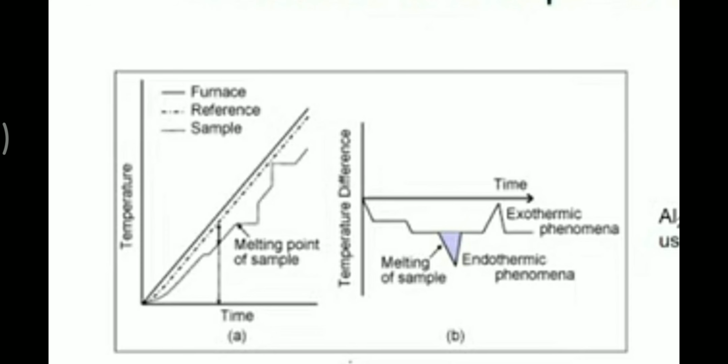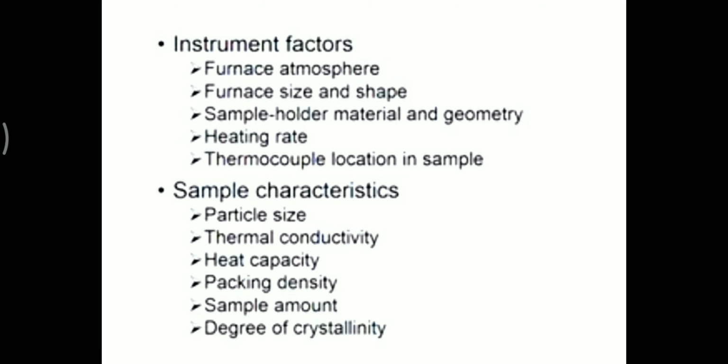Now there are certain factors affecting the DTA curve. They are the furnace atmosphere, furnace size and shape. It depends on how large the furnace is, how they are kept, the sample holder material and geometry, heating rate, thermocouple location in the sample. Now it also depends upon the sample characteristics like the particle size of the sample, thermal conductivity, heat capacity, packing density, sample amount and degree of crystallinity.